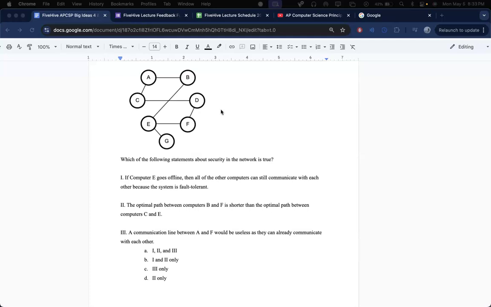But we also have to consider all the possible ways to get from B to F, which means we have to consider B to E to F. This is actually shorter than C to D, D to F, and F to E. That's three links, and this is two links. So it is the case that B to F is going to be shorter than C to E. Do we see how that works? Are there any questions there?